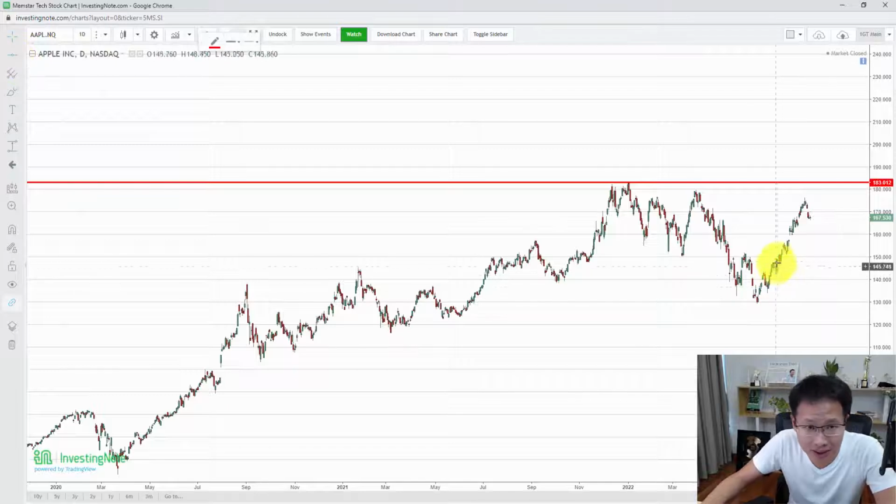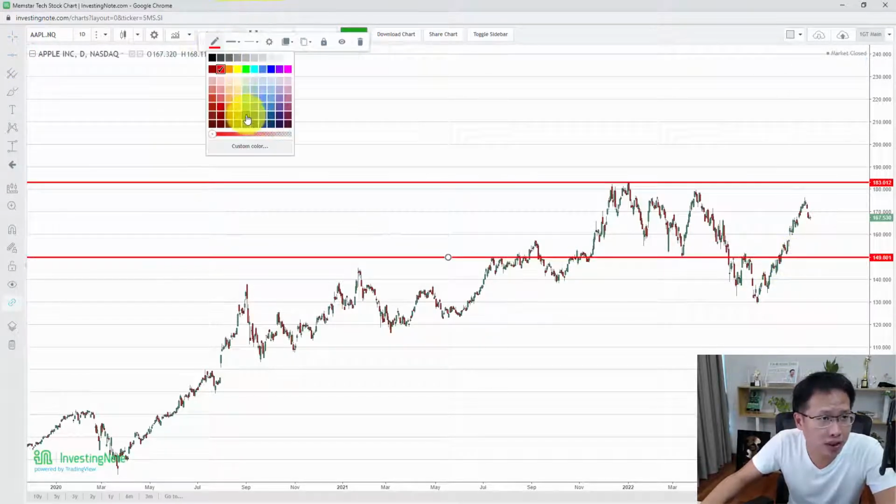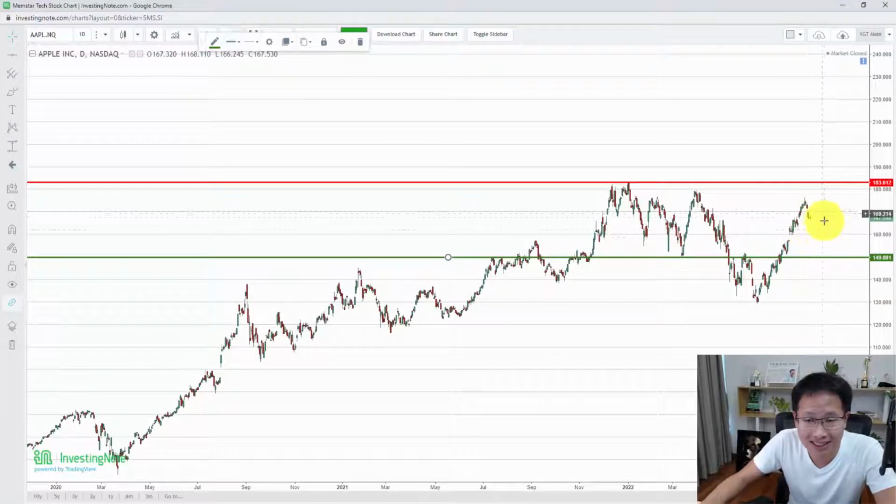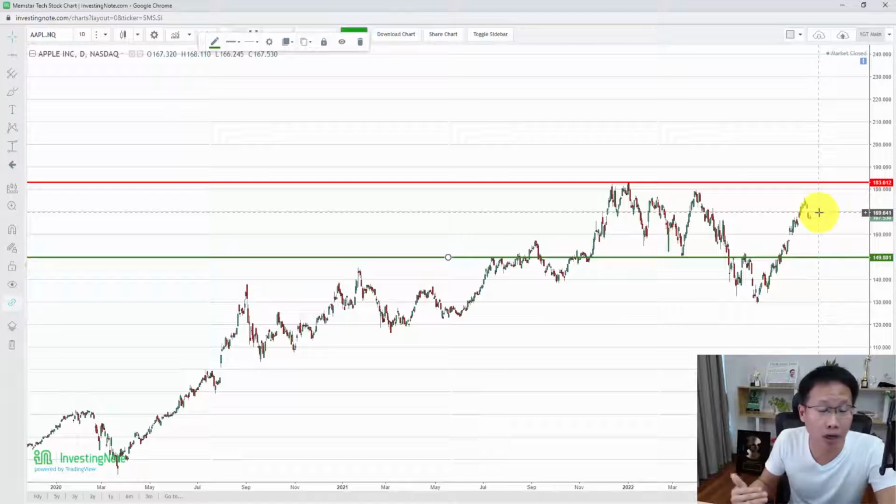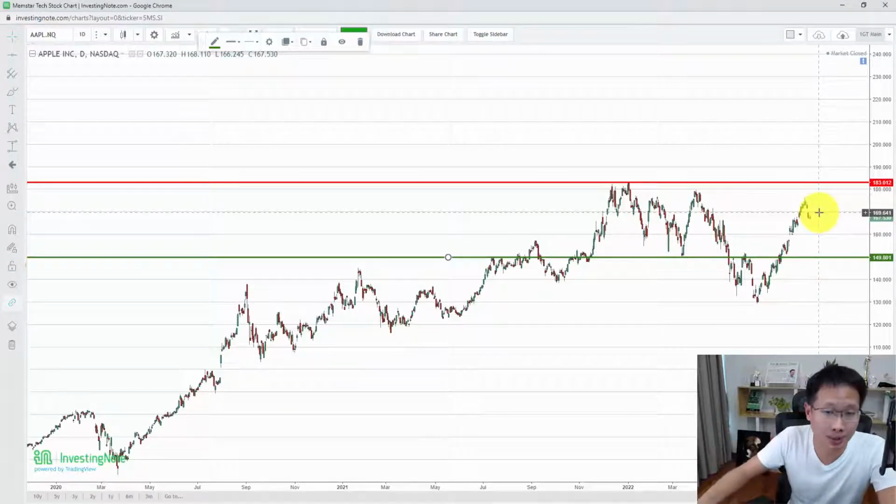Let's see if we can draw another support line. So I think there would be another line right here. You can see this is around the 150. I'll just put it in green in color, because obviously price is about 167 right now. This line is below the price, so it's green in color. It is what we call a support level.